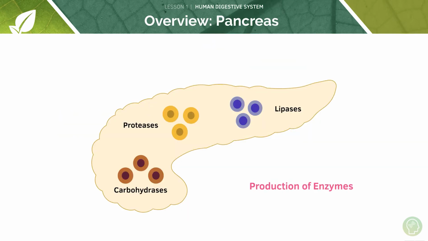Now let's have a think about the pancreas. The pancreas is extremely important in the production of enzymes, and it produces digestive juices which contain all these enzymes. These enzymes are really critical in the chemical digestion of proteins, which are broken down by proteases, lipids, which are broken down by lipases, and carbohydrates, which are broken down by carbohydrases.